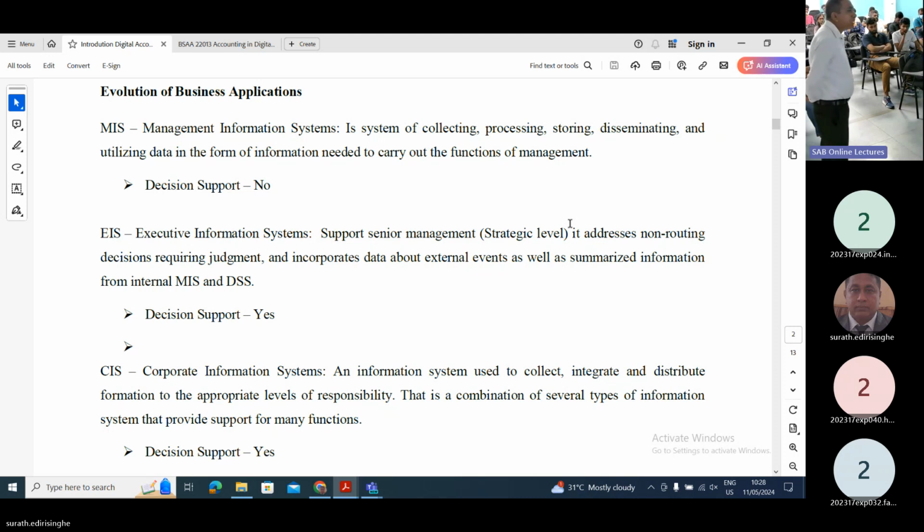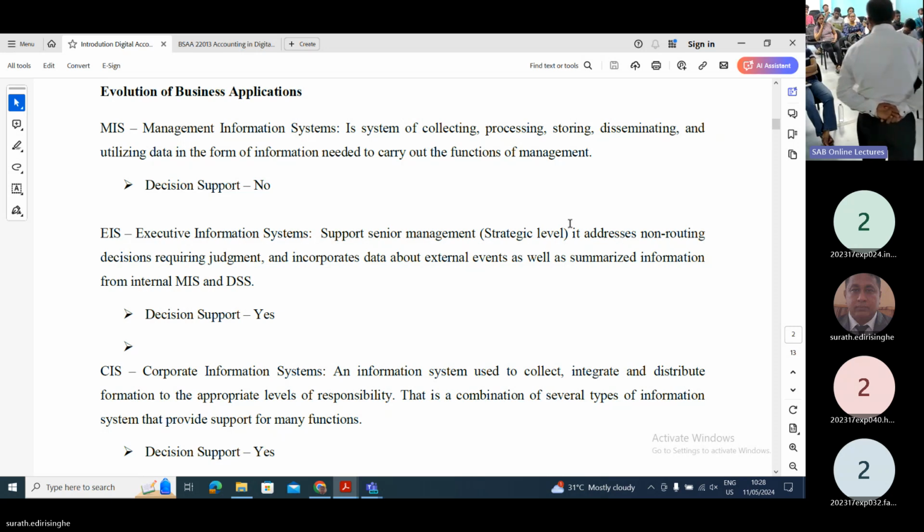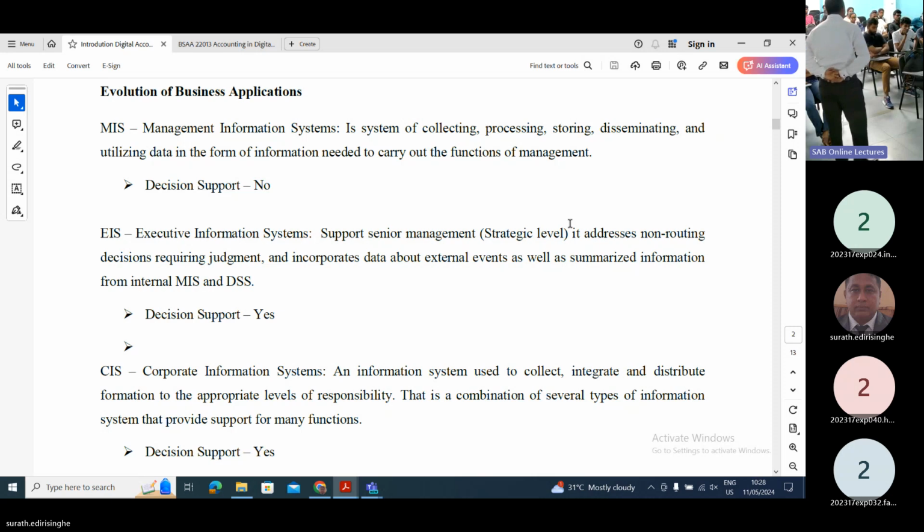This is the combination of several types of information system that provide the support of many functions, like accounting, marketing, production, etc. In this, CIS also has the ability to take on decision making capability.